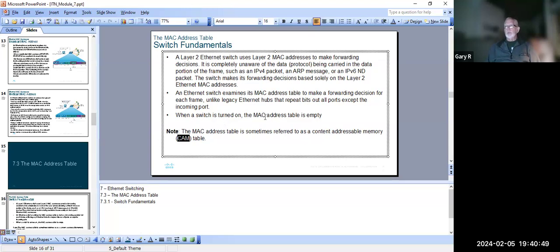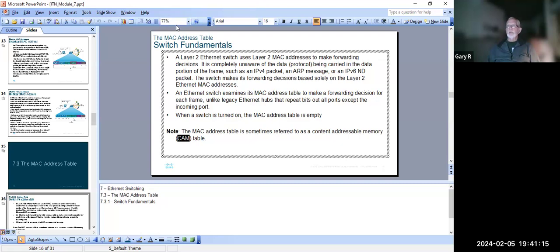When a switch is turned on, there is no MAC address table. At least it's not populated at that point. Therefore, as a switch first goes into operation, it begins flooding frames based upon destination addresses. But as it learns where the different MAC addresses live, it then only forwards frames out those ports. It learns from the source address.